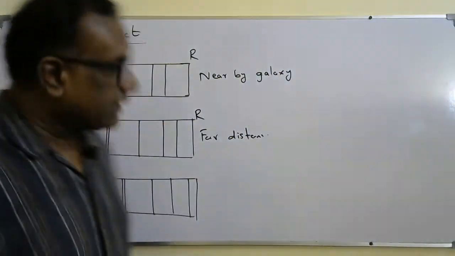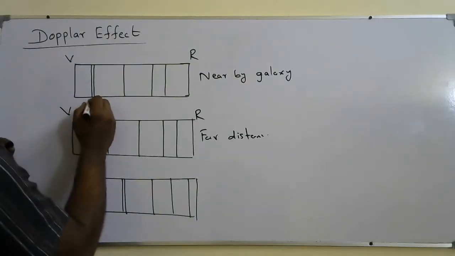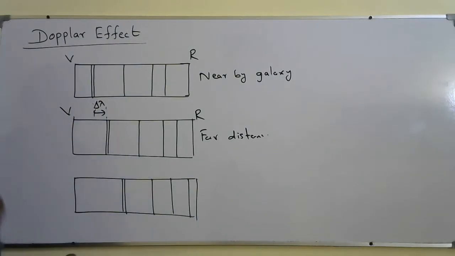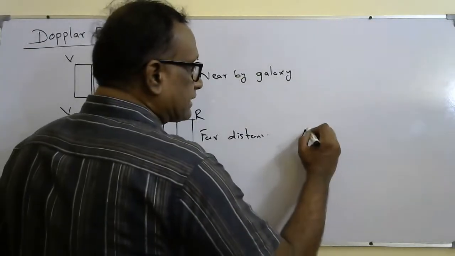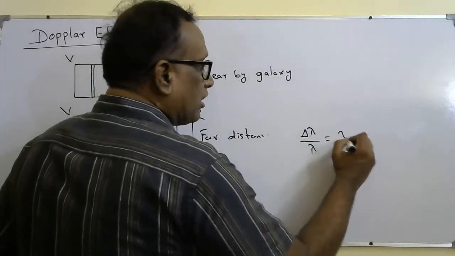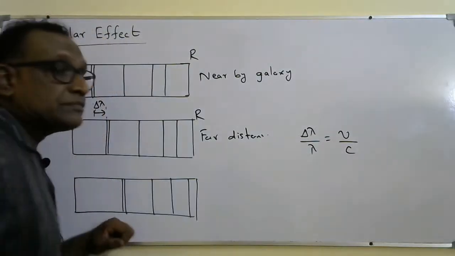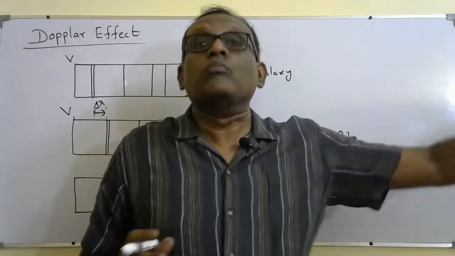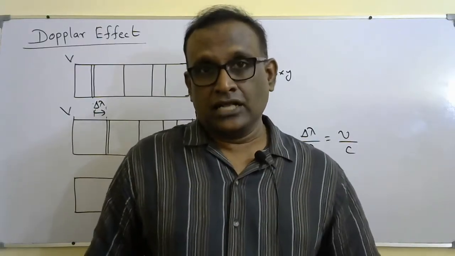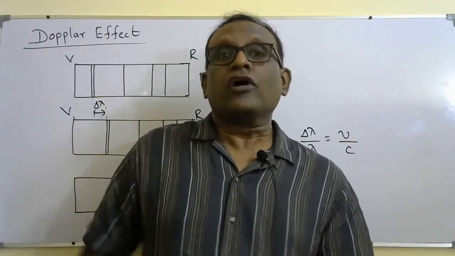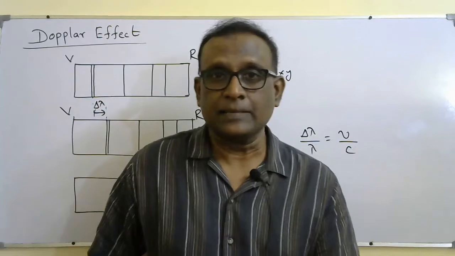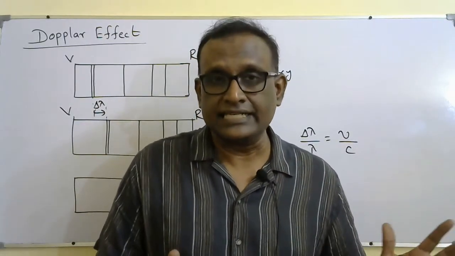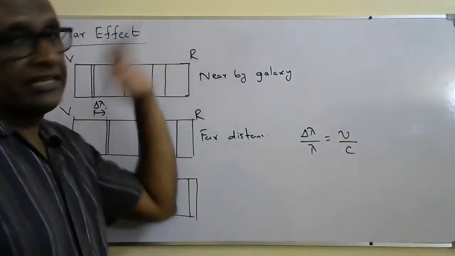So by using the shift in the wavelength and the Doppler effect equation, we are able to find the speed of recession, the speed at which those galaxies are moving away from us. So what Hubble did, for different galaxies, he measured the speed of recession of those galaxies by using the Doppler effect method.